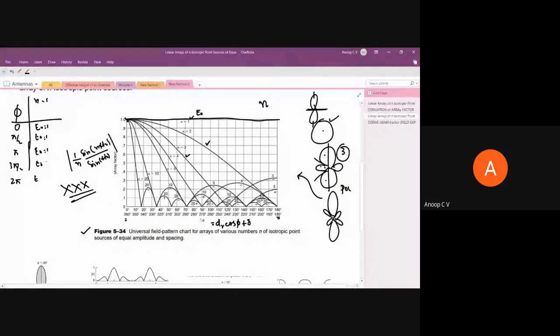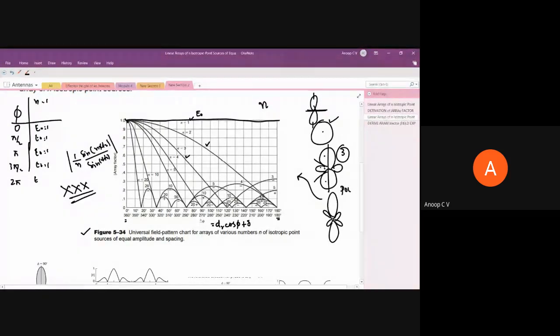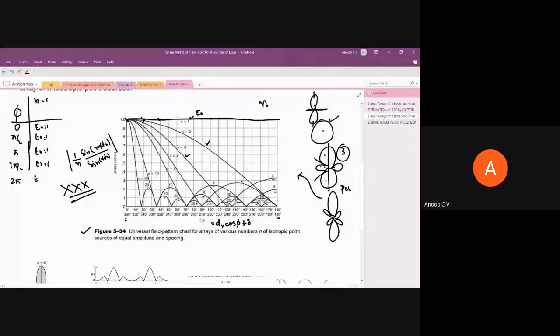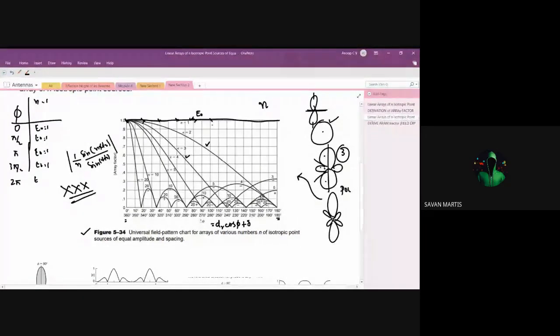If I normalize it, it will be equal to 1, right? So it will be a straight line in Cartesian. Are you getting it, Savan? Yes, sir.